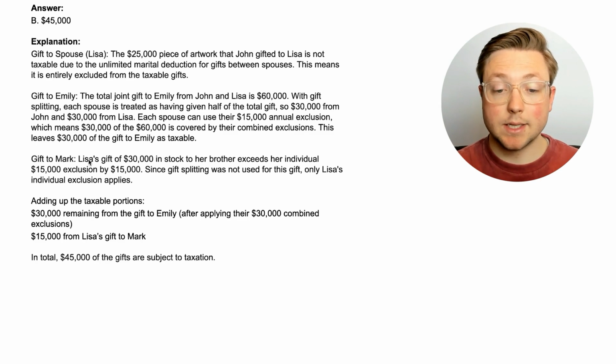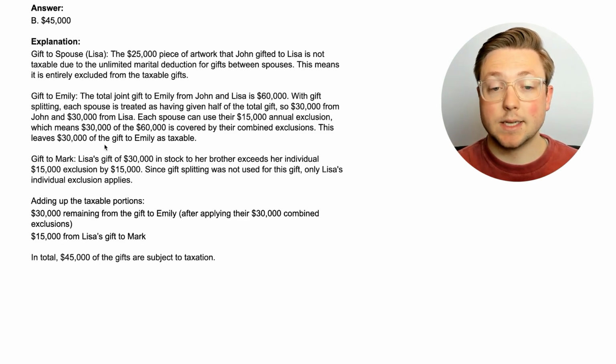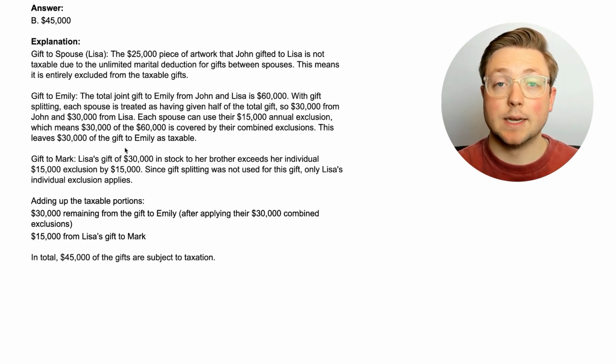Now, for the gift that Lisa gave to her brother, she gave a gift of $30,000, and it stated specifically that she individually gifted it, or basically it was implying that she did not gift it jointly with her husband. So we only take her exclusion in this case, meaning that there wasn't gift splitting, so there's $15,000 of it that does count as a gift that can be taxed. So you add the $30,000 from Emily that wasn't excluded, and the $15,000 from Lisa's gift to Mark that also wasn't excluded, and that gives you $45,000 of gifts to be taxed this year.